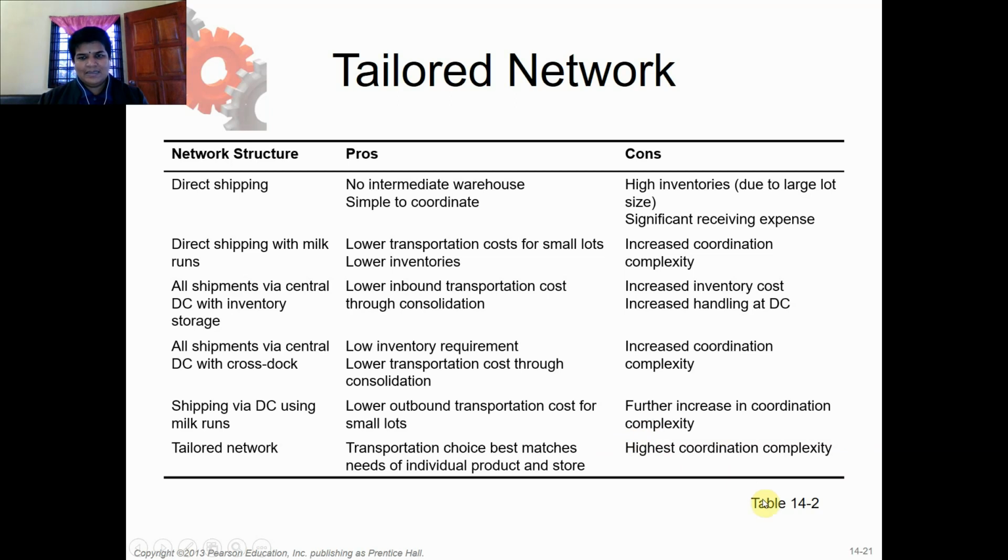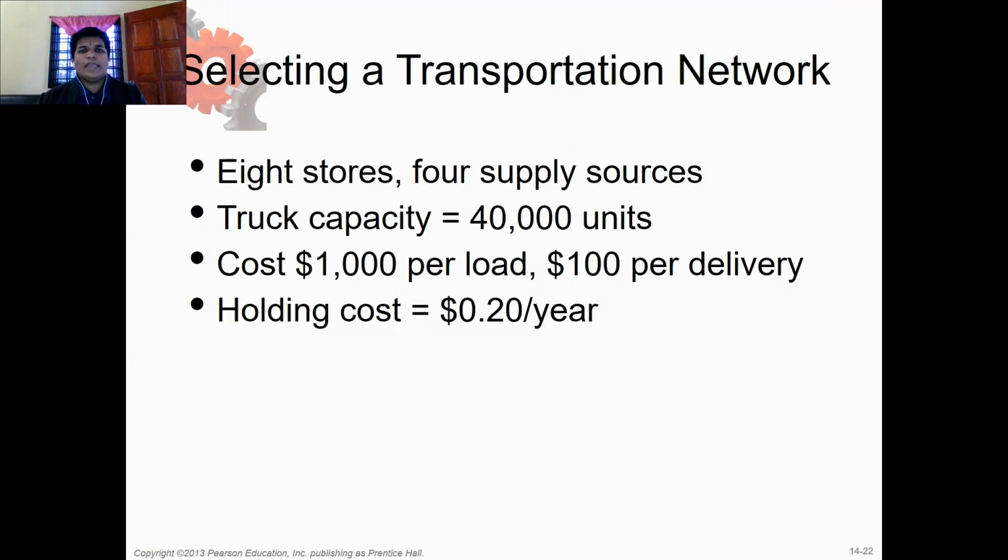complexity. So actually when you have complexity, I believe that will increase your cost of transportation. So again, we have to consider the nature of product, and fast moving product need different type of mode of transportation. Slow moving product, different type of mode of transportation. Okay, selecting a transportation network.